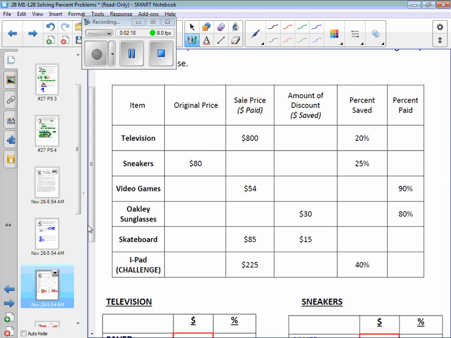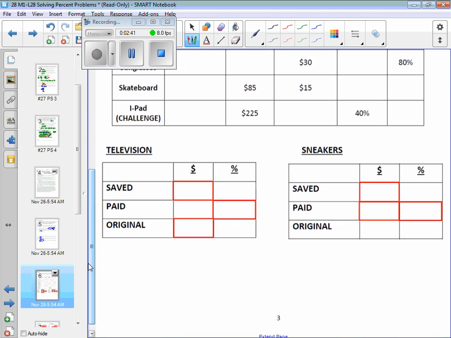You've got to figure out the missing parts. So we'll do the first ones together. Starting with the TV, they're giving you the dollars paid, which is called the sales price, and that's $800. And they're also telling you the percent saved. Like I told you, if we have 2 pieces of the puzzle, you can figure out the remaining 4. And we're going to use the equivalency table to figure it out. I've highlighted 3 blocks in red because those are the 3 blocks that they're asking you to fill in the chart above.